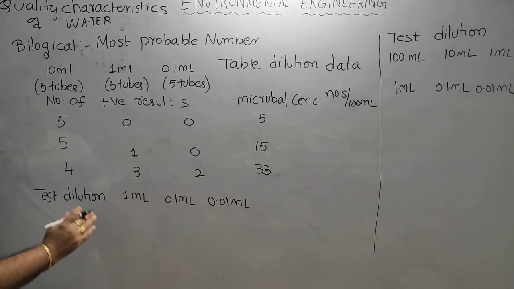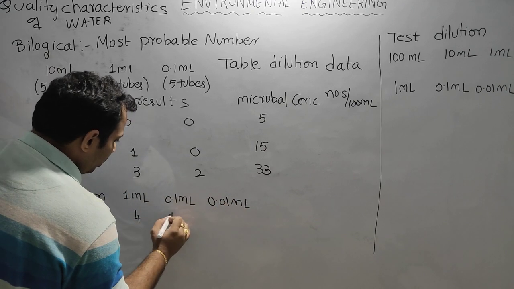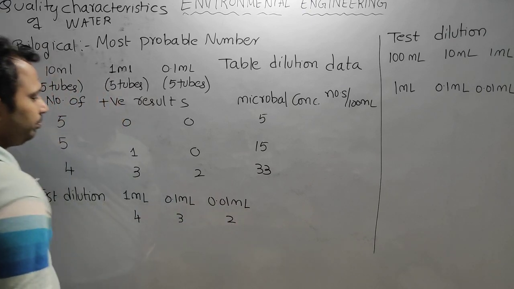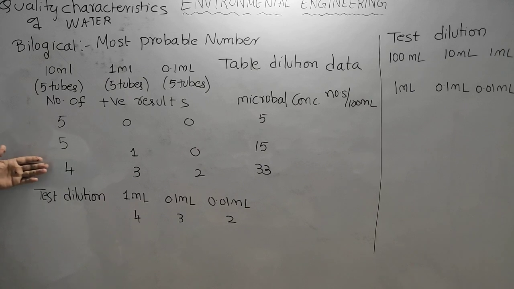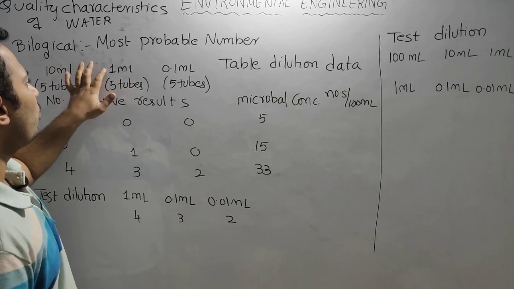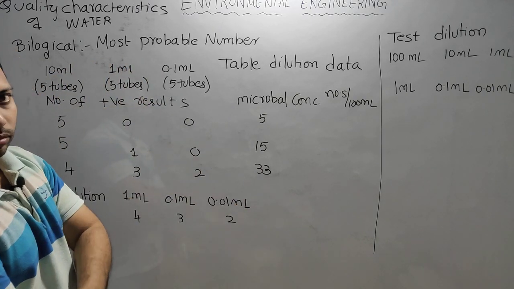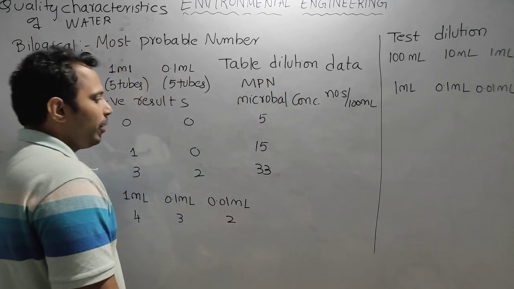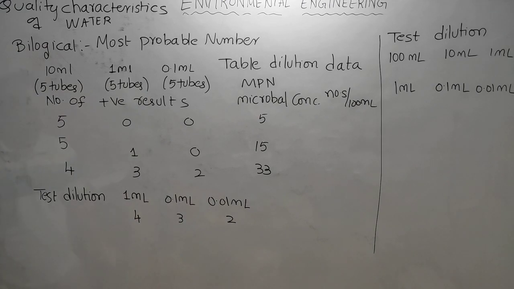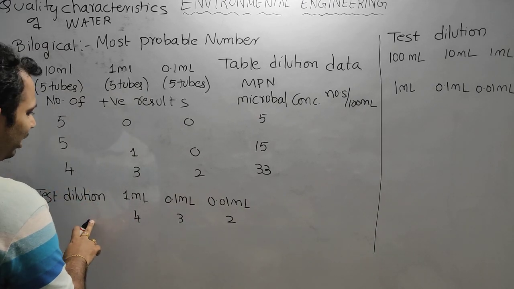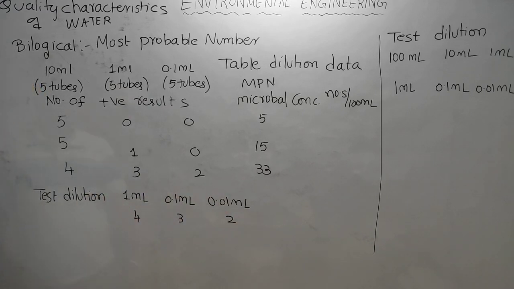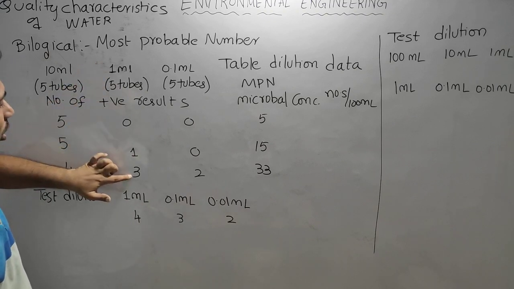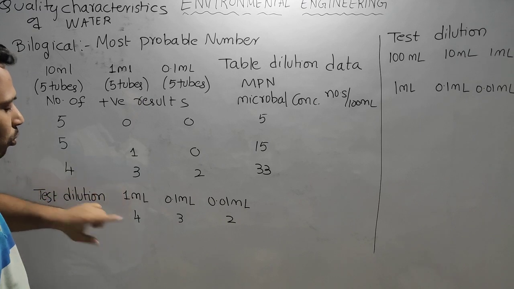In this dilution, we got 4 positives, 3 positives and 2 positives. If you look at the table dilution, for 4, 3, 2 of 10 ml, 1 ml, 0.1 ml, the most probable number, MPN, is 33. Then what should be the MPN number of this water? Here in 1 ml we got 3 positives, and here in 1 ml we got 4.